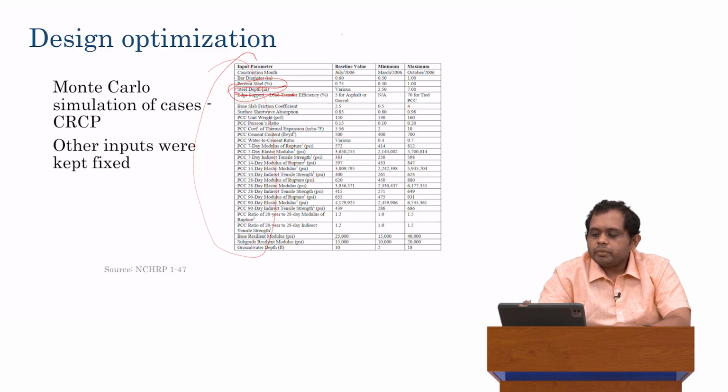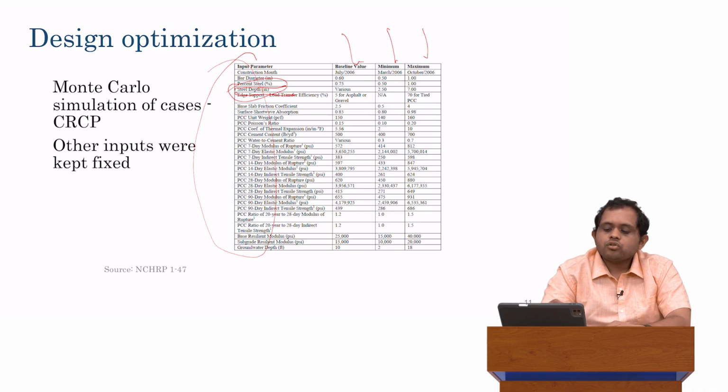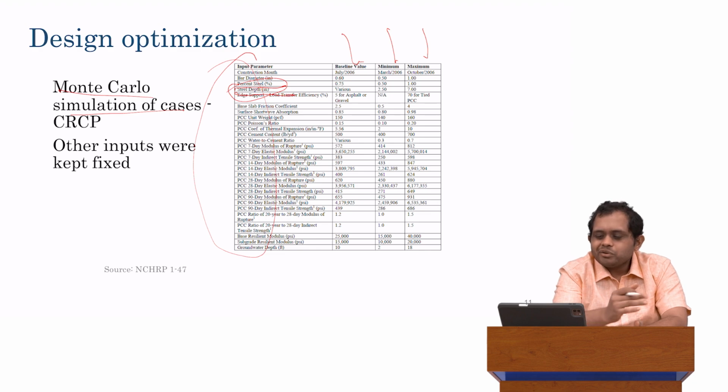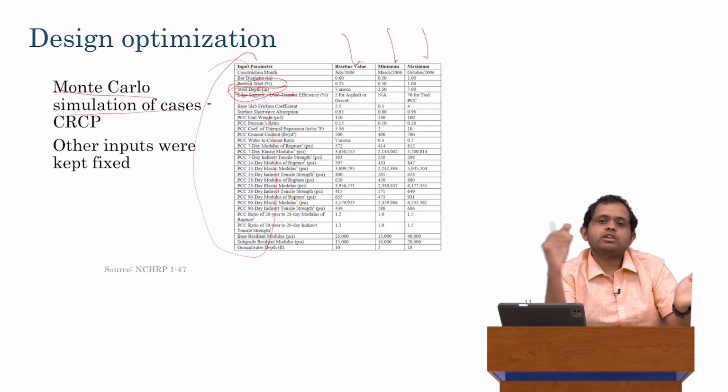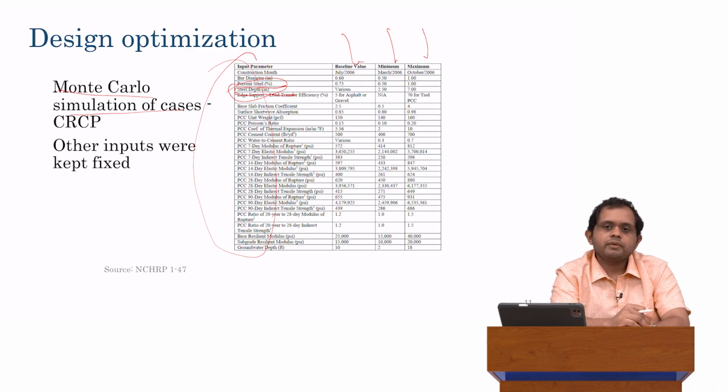Okay, so what did they do in this case? Again, here they chose a baseline value, a minimum value, and a maximum value. What they did is called a Monte Carlo simulation. Now, some of you might have heard of Monte Carlo. It's basically related to gambling. The idea here was that for each of these variables, let's say they had 20 or 25 variables, for each of them they had a range of values from the minimum value to the maximum value, and the baseline values.